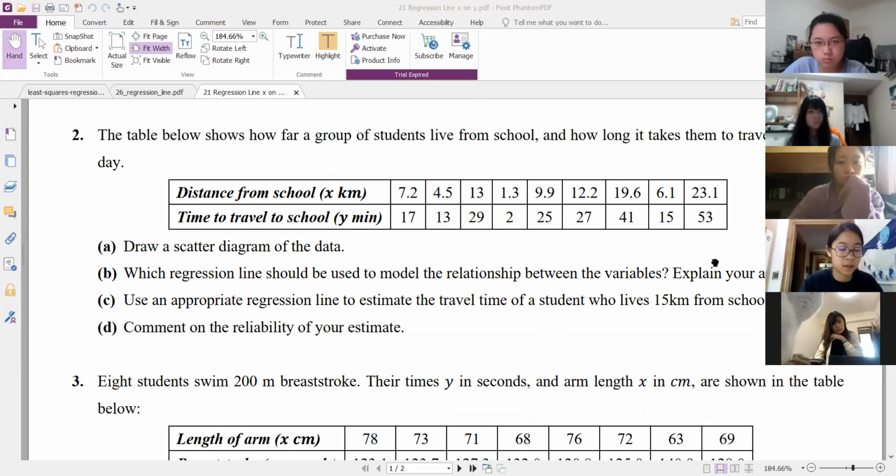It should be X against Y because Y is the more precise one. Y would be more precise in this case. You can always time yourself, right? You can always check your time. But distance, are you going to move around with a tape rule or meter rule?